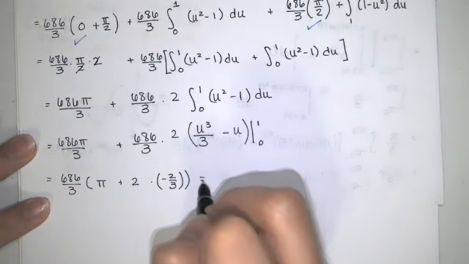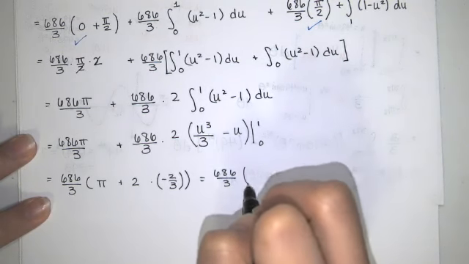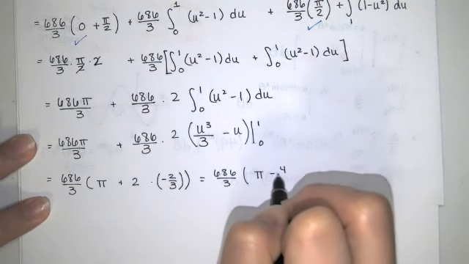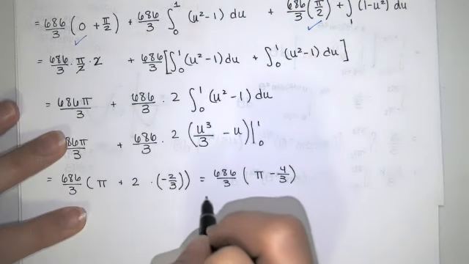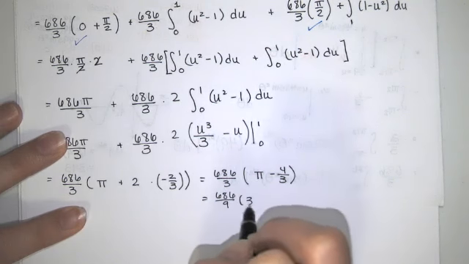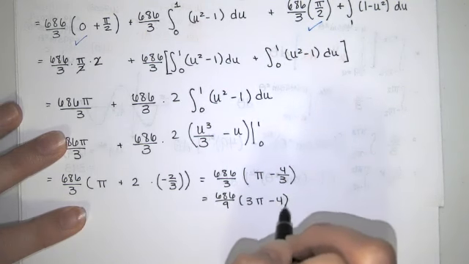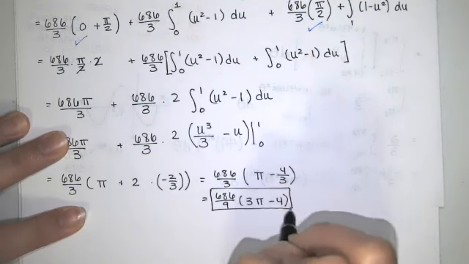And so that ends up giving us 686/3 times pi minus 4/3. If you want, I guess you could factor out a 1/3 as well. So you could go to 686/9 times 3 pi minus 4. And that's probably how I would leave my answer.